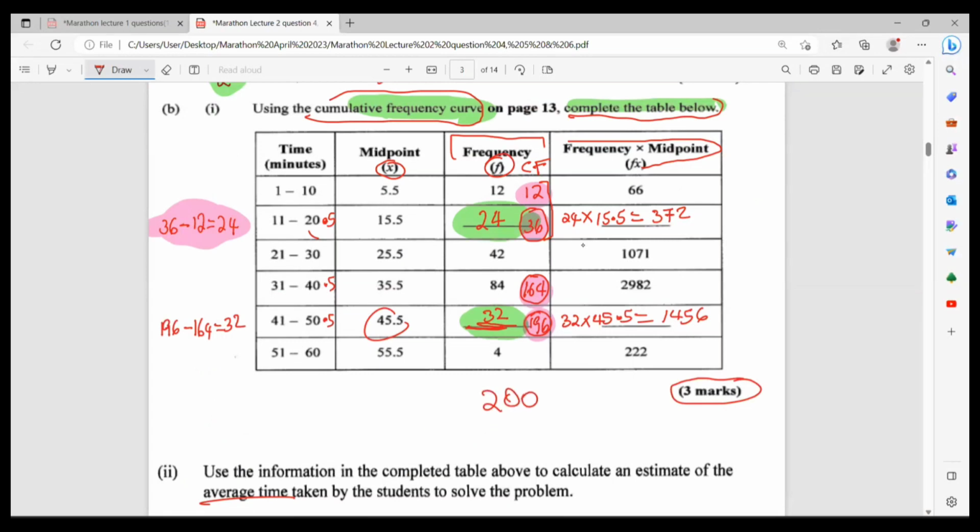But you need to add up these. Help me add up these. 66 plus 372 plus 1071 plus 2982 plus 1456 plus 222.